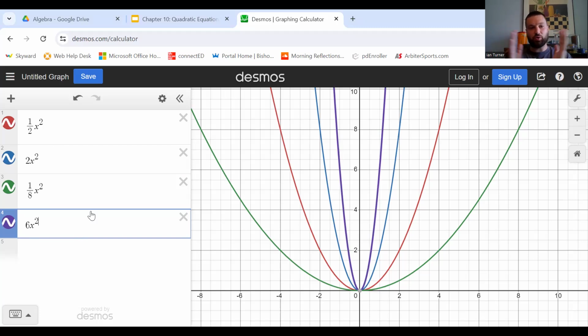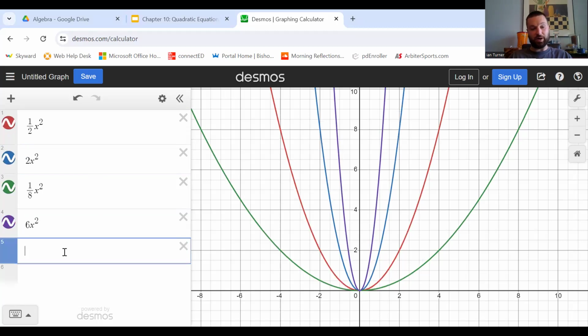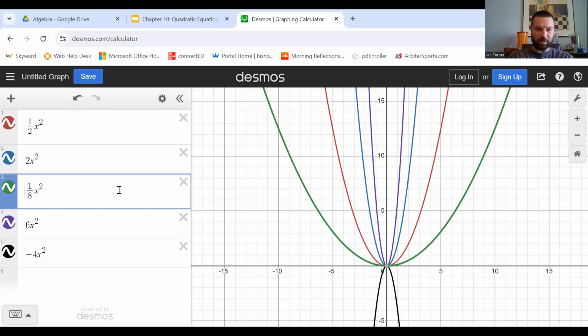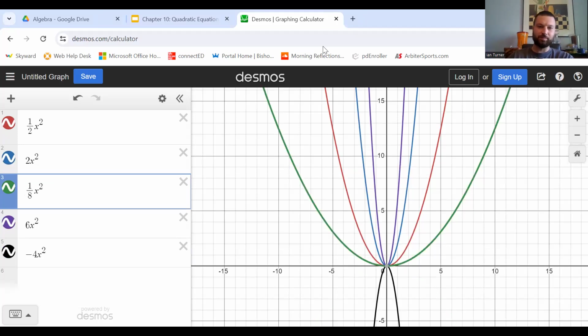So that is what controls the width: how wide your parabola is, based on the number in front of the x squared. And then again, if you had a negative, so if we did negative 4x squared, that's going to be also steep, but it's going downwards. And I could change my 1/8 x squared to negative and it'll just flip, or I flip it back.